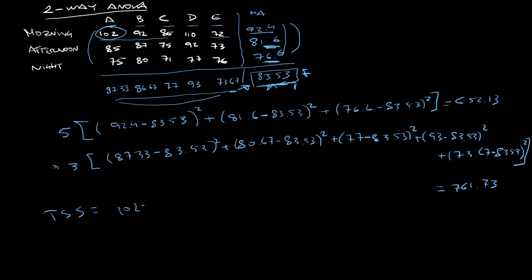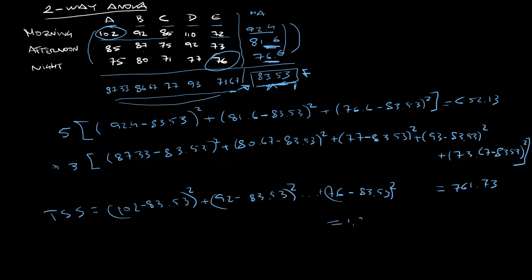So it's 102 minus 83.53 squared plus 92 minus 83.53 squared. We're going to do all the same thing until we reach this number, so plus 76 minus 83.53 squared. And this will give us the value of 1,877.73. So now that we have these values, I'm going to just clean out this table.